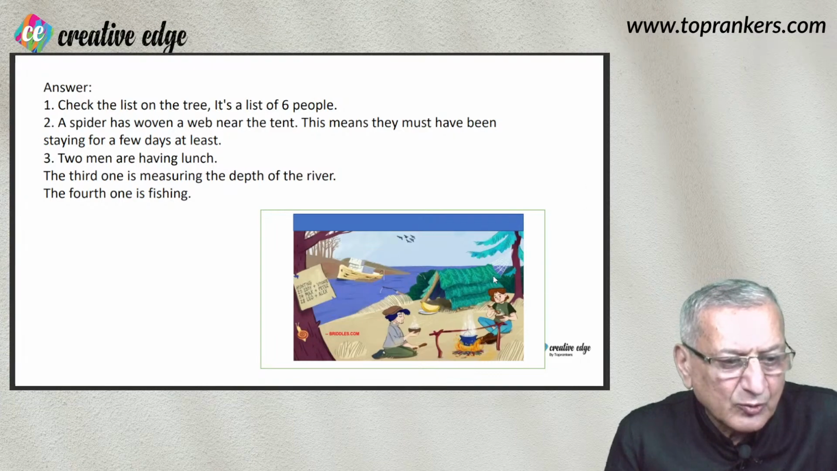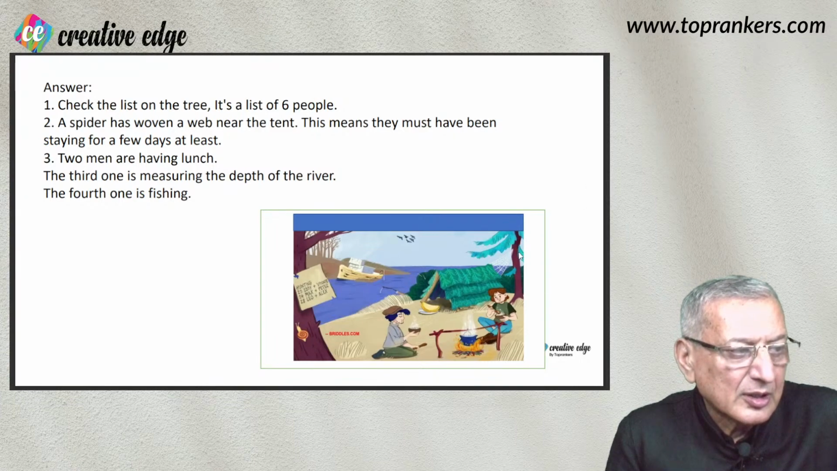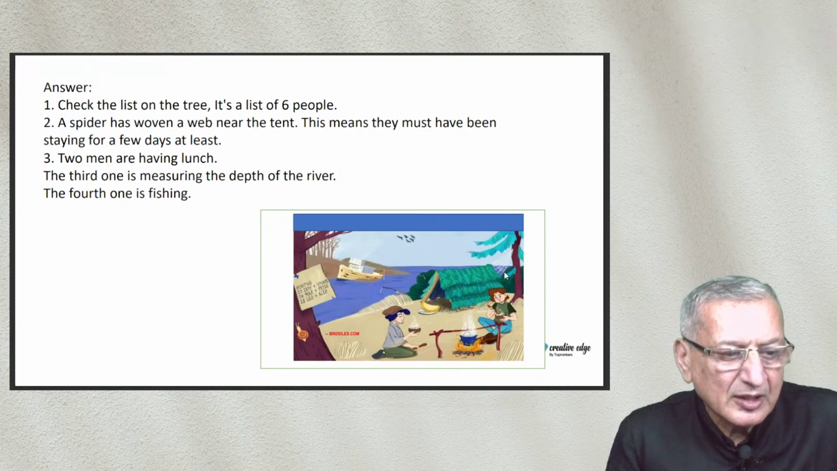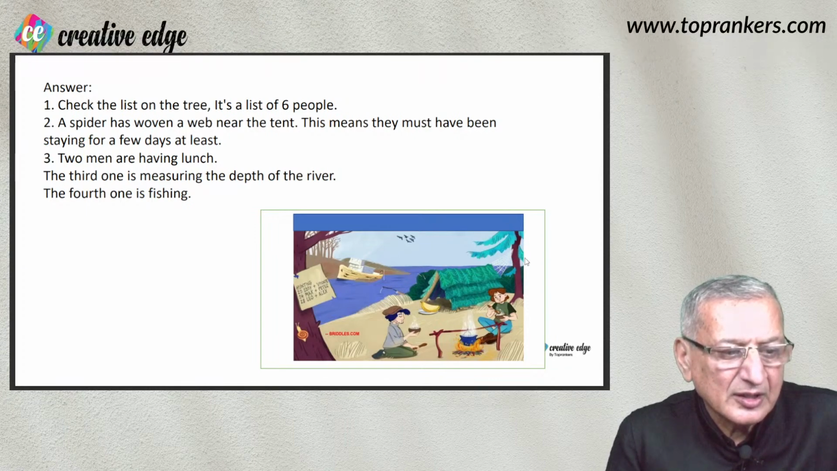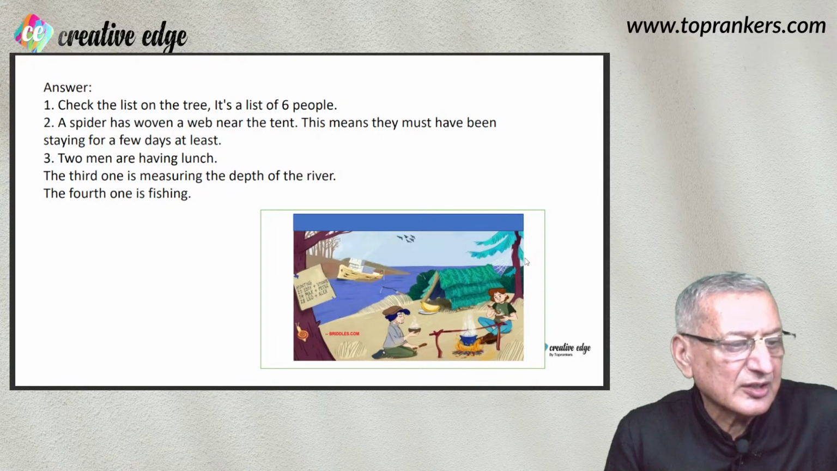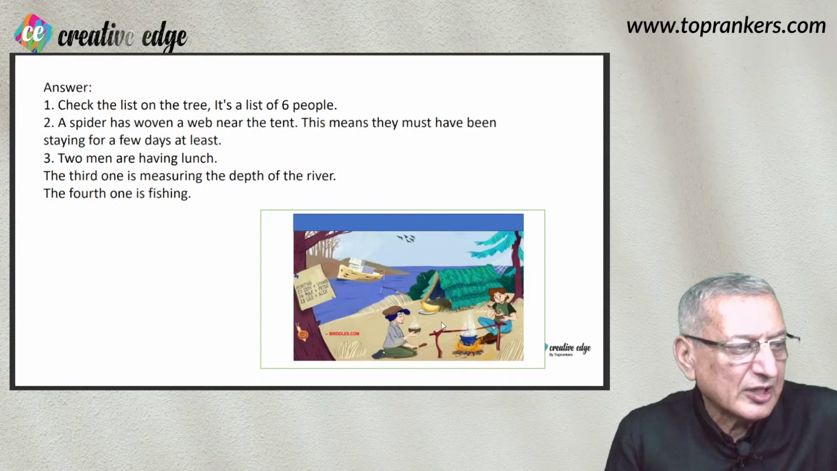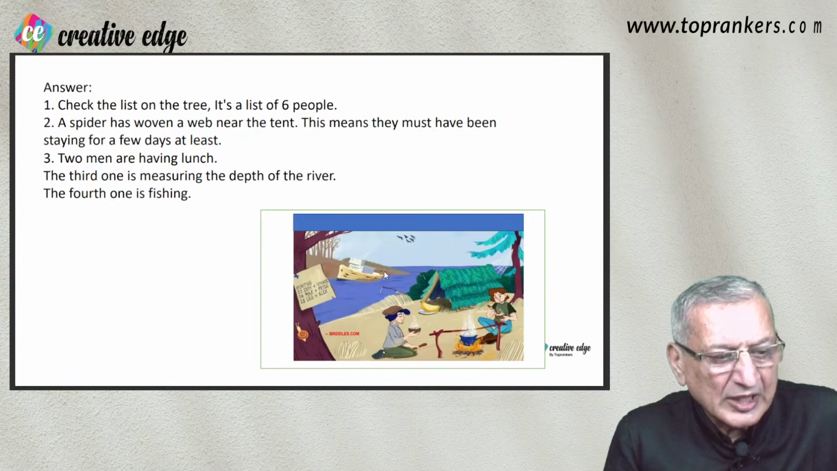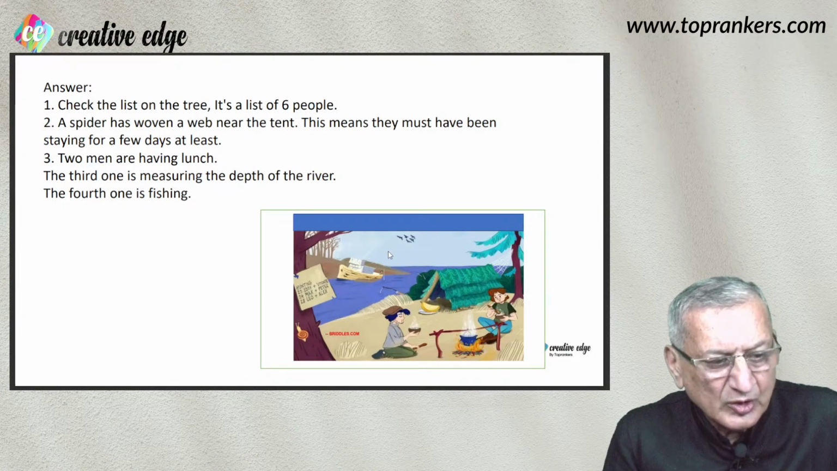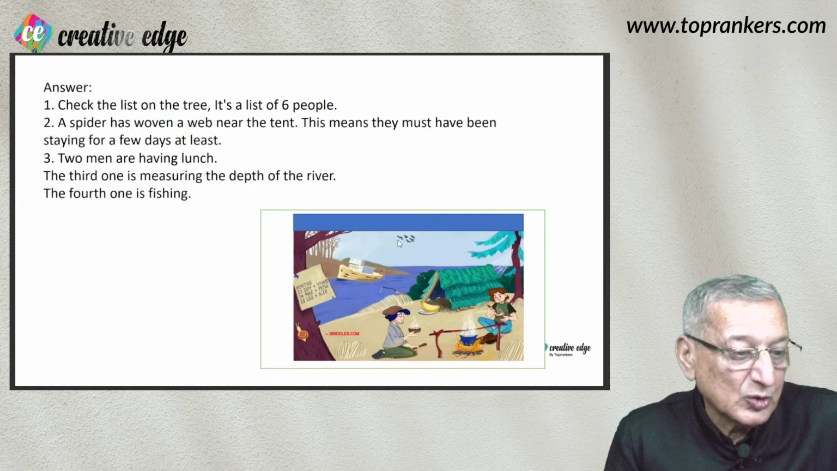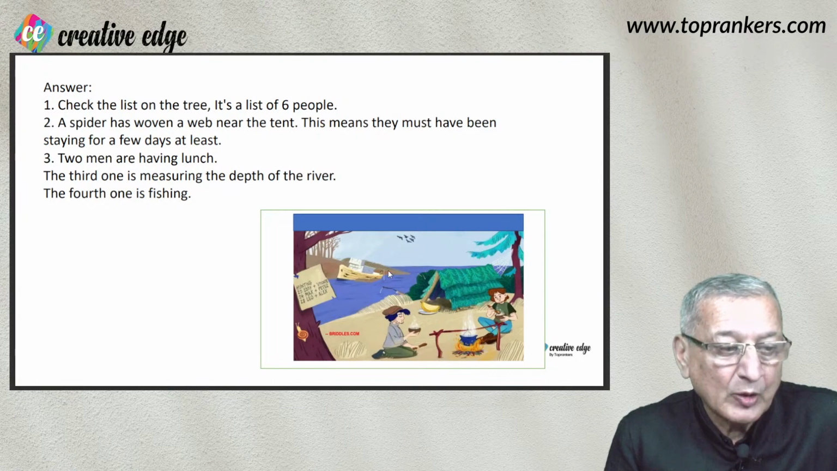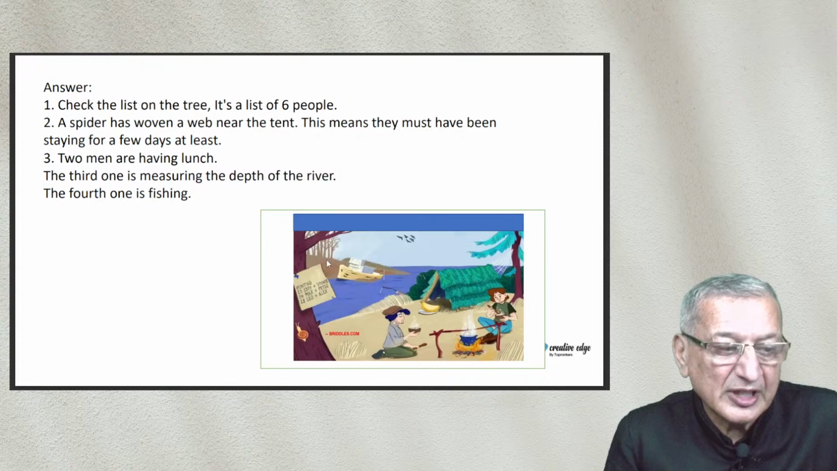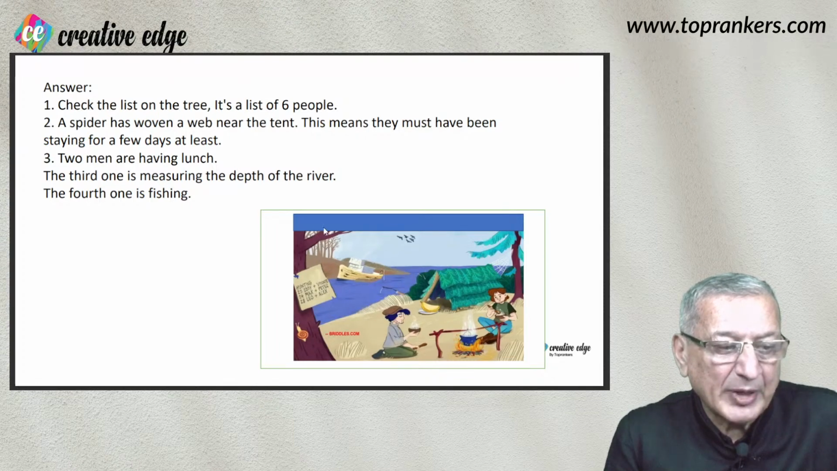A spider has woven a web near the tent. You see that? So if that is the case, they should not have arrived today. Then the question what the men were doing, 4 people were doing. So I did mention you should be noticing down. Also, I forgot telling you, even in such question, notice down how many birds flying. Also notice, in case you get time, that these trees are barren trees.